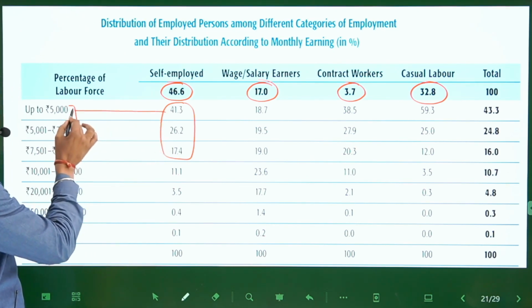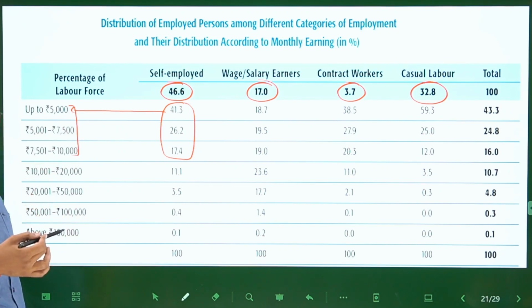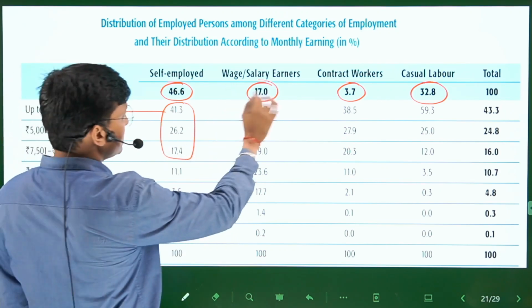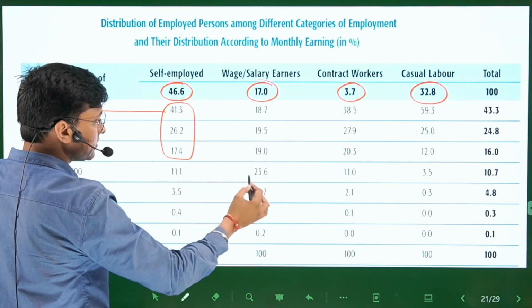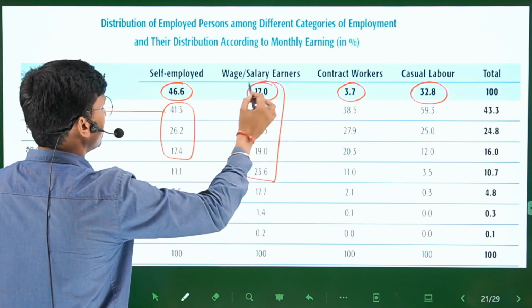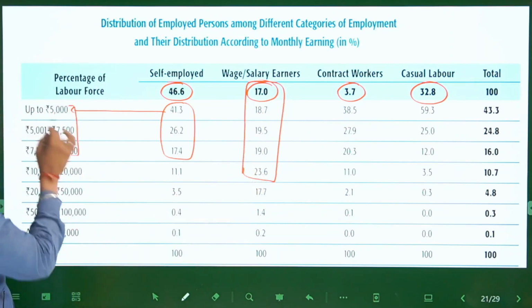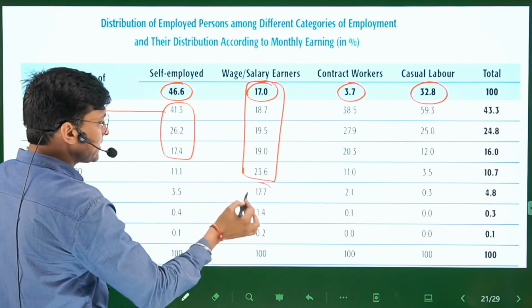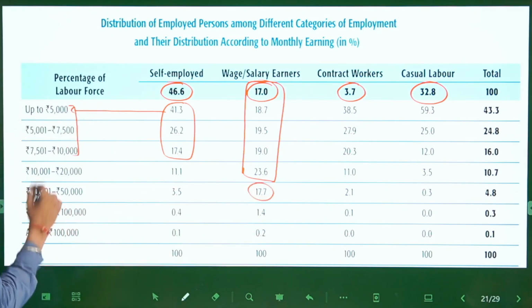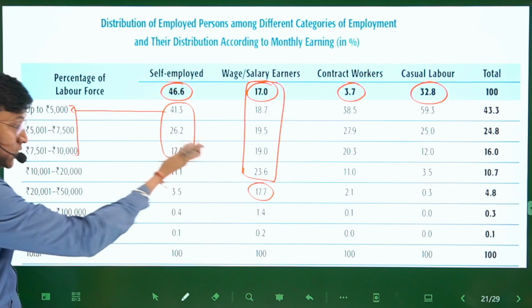And 41% are at 5,000 rupees per month. Second data: the people who are getting a salary are maximum in this group. I mean, they are getting a salary from 5,000 to 20,000. 17.7% are also there till 50,000 rupees of salary. But what about after that?